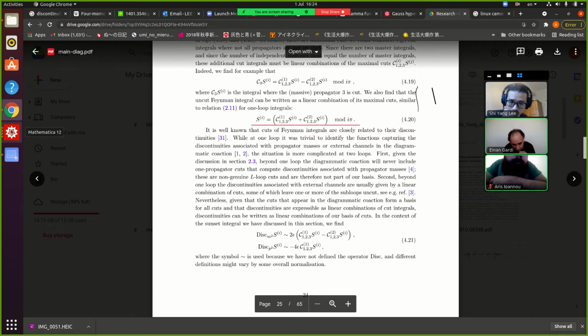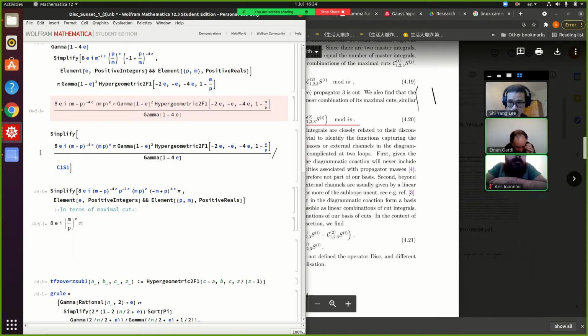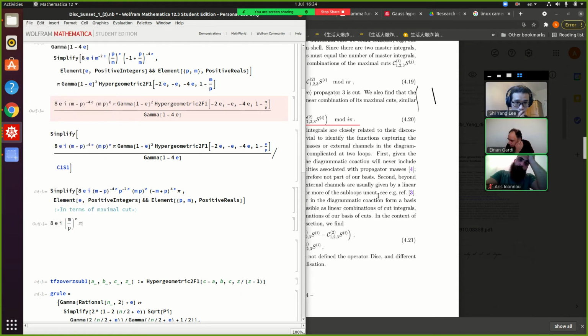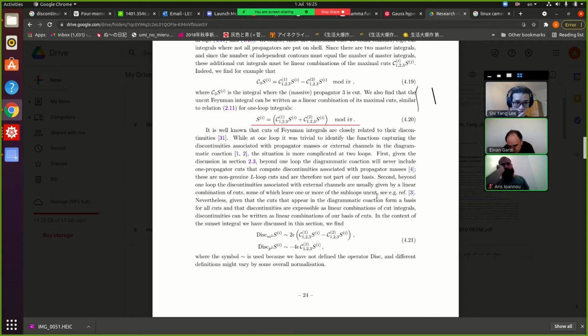Well, let's see. I think the normalization of this maximal cut in the paper is a normalization that, from your perspective, is a little bit arbitrary. What was the motivation for the normalization that was chosen?